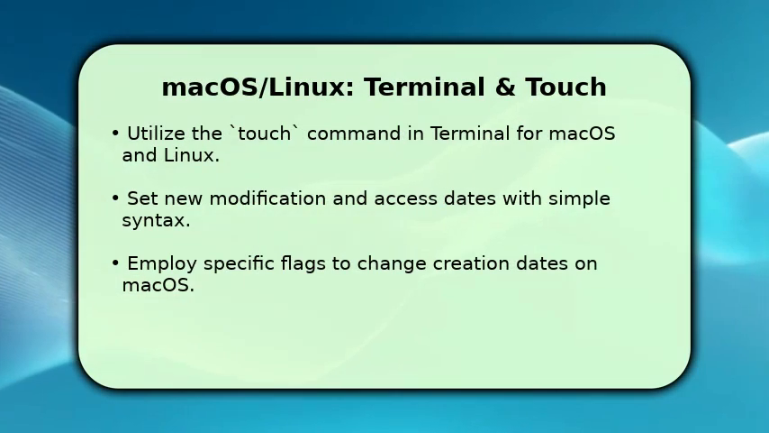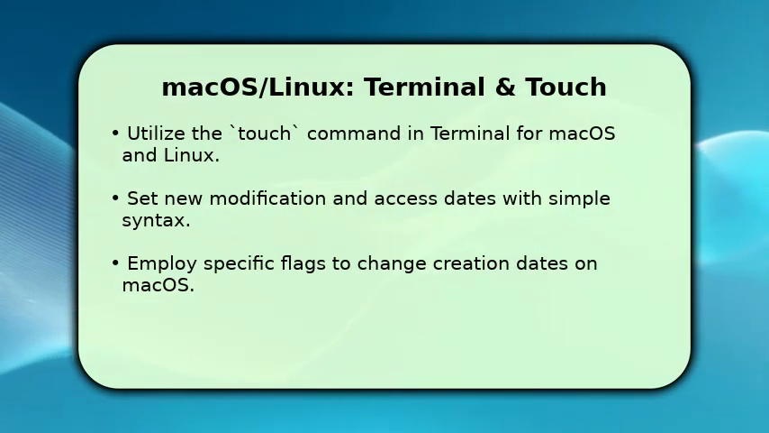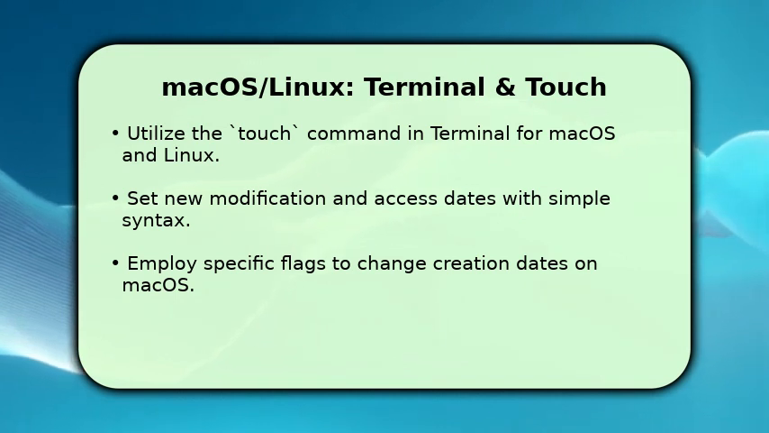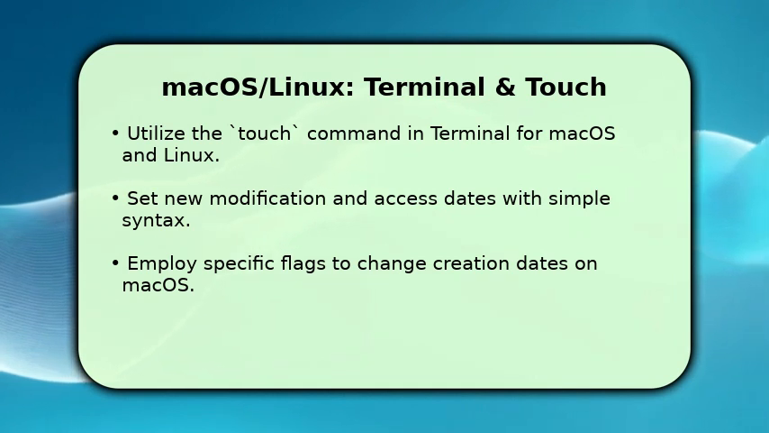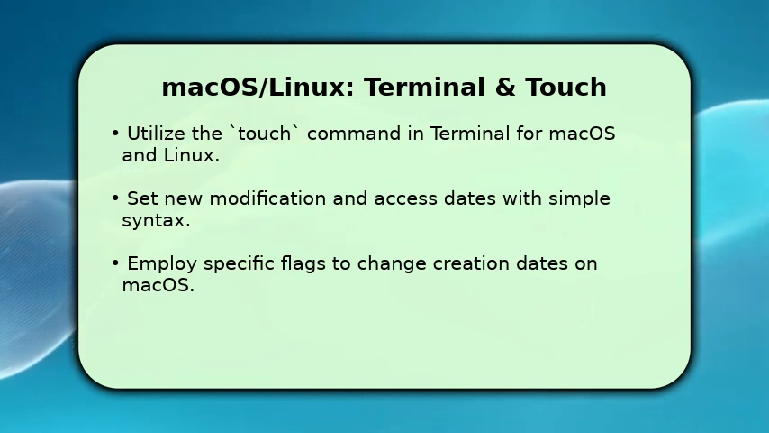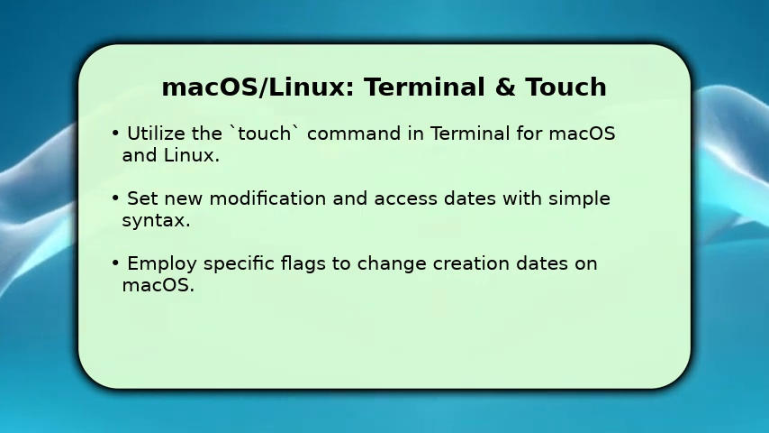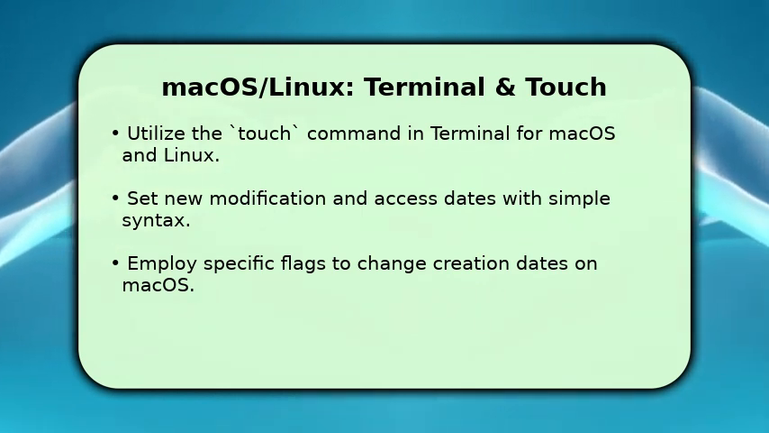On macOS and Linux, the touch command in the terminal is your primary tool. It updates the access and modification times of a file. You can set a file's modification date to a specific time in the past or future using various options. For macOS, specific flags with touch or other utilities allow you to modify the creation date. This offers precise control over your file's historical timestamps, making it easy to manage.